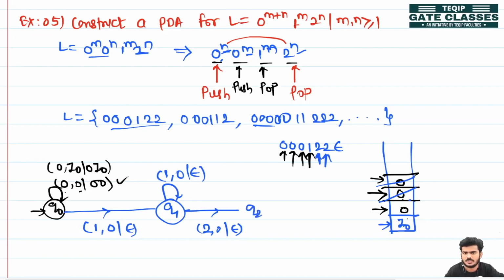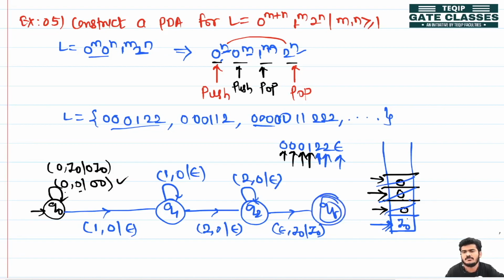So in the Q2 state, we will do this operation as long as 0 is present. Okay, and whenever 2 is occurring, for this 2 I have popped this. Now my top of the stack becomes z naught and the input is epsilon. So whenever the input is epsilon and the top of the stack is z naught, we will let it remain z naught and we will accept the string in the final state. So this is the machine, or we can say this is the PDA for this particular language.